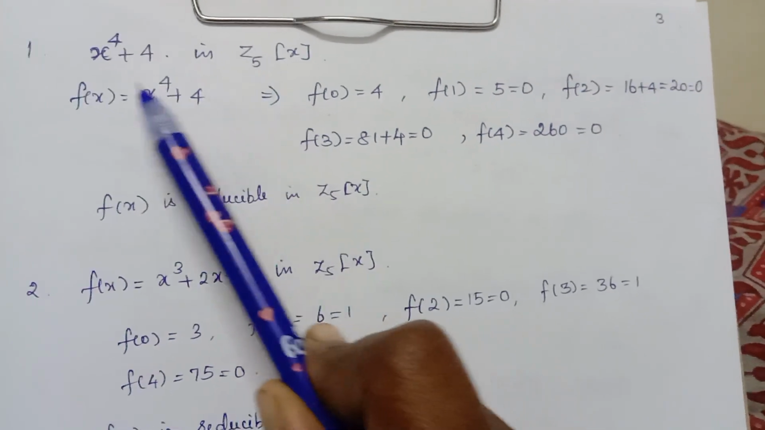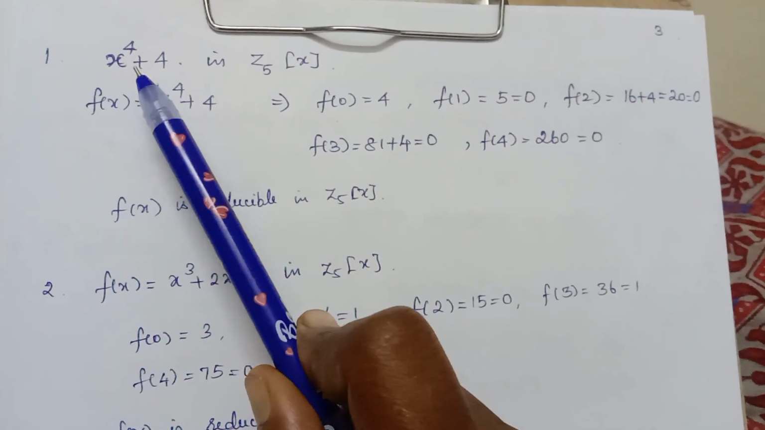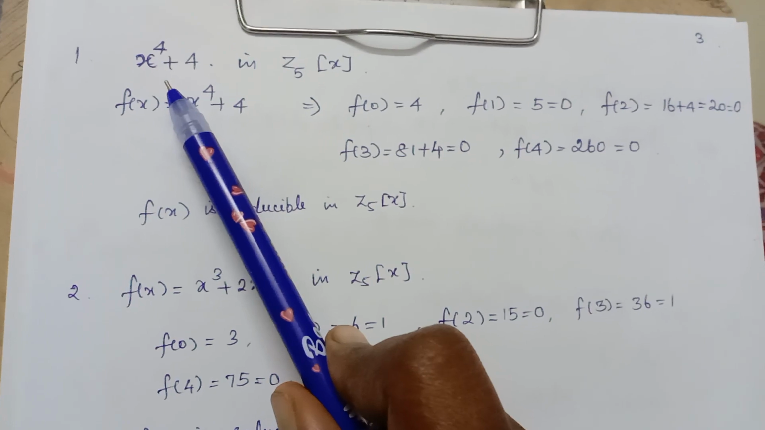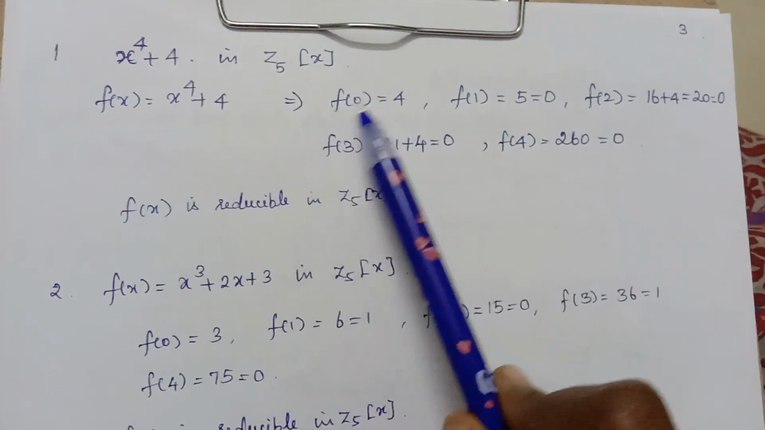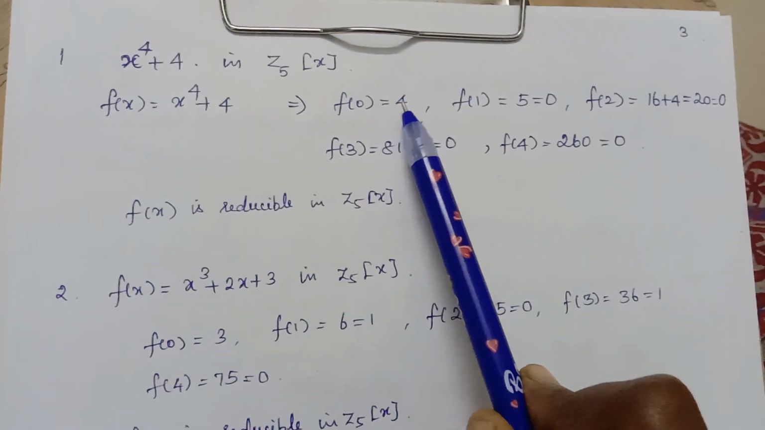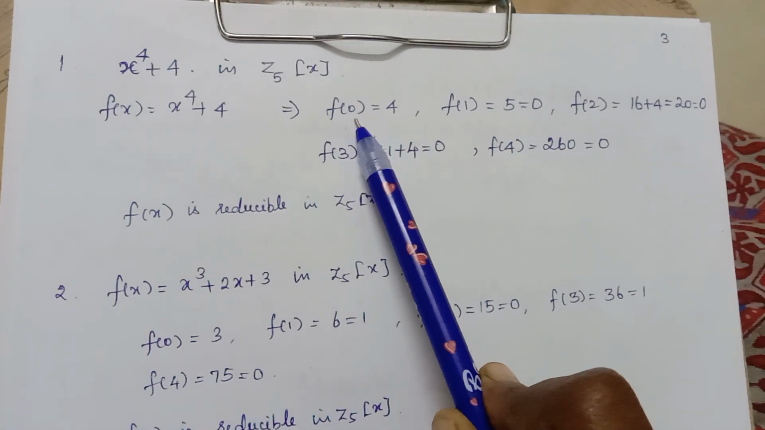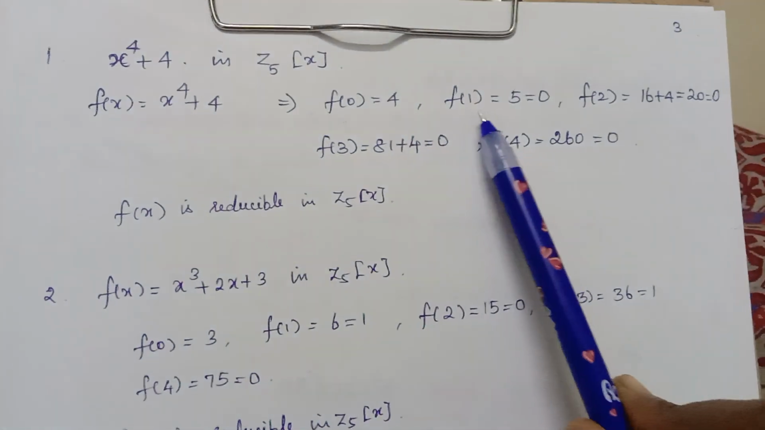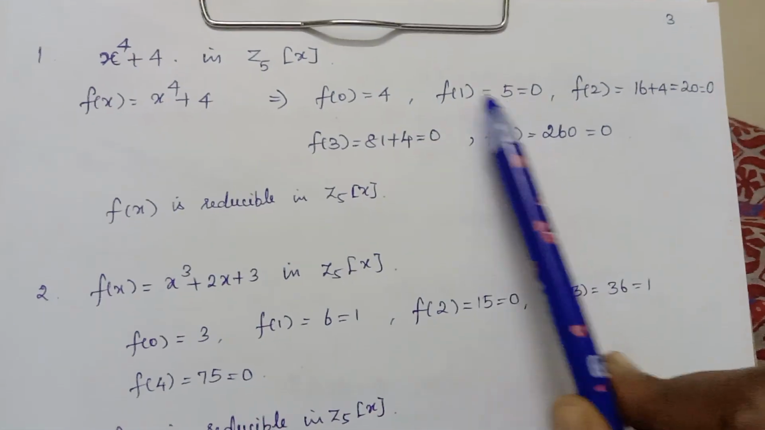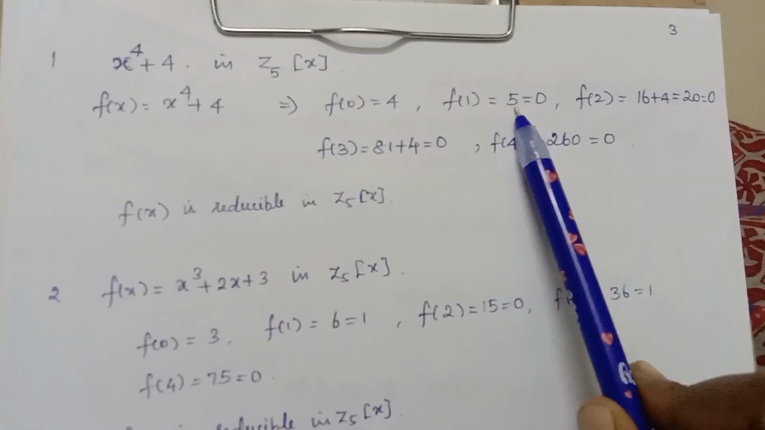So you substitute the values one by one in the given polynomial. From that you have to identify whether the polynomial is reducible or not. First let me substitute x equal to 0. Then 0 plus 4 is 4. So a non-zero value. So 0 is not a root of this polynomial. Next, substitute x equal to 1. So f of 1 equals 1 plus 4, which is 5. This is Z5 of x, so 5 will become 0.